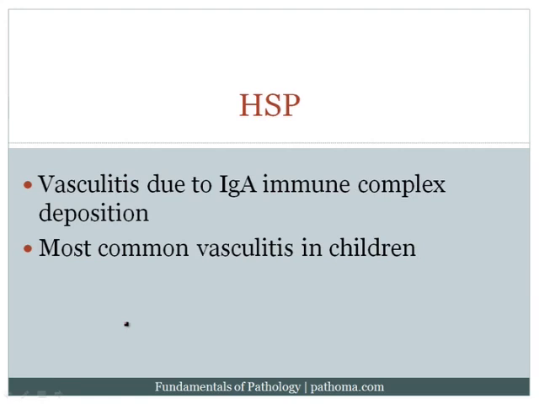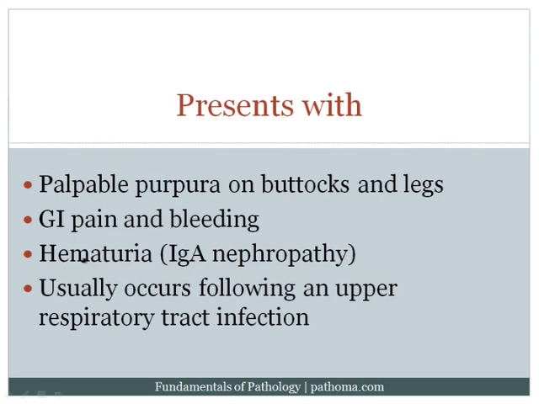The last small vessel vasculitis that I want to talk about is called HSP, or Henoch-Schönlein purpura. This is a vasculitis due to IgA immune complex deposition. It's the most common vasculitis in kids. The classic presentation is that of palpable purpura on the buttocks and the legs. The purpura indicates that it looks very similar to bleeding in the skin. However, remember that when you have bleeding in the skin, it would not be palpable. In this particular case, it is palpable, and that's because there's inflammation along with that vasculitis. So the patients get palpable purpura, and that word palpable is very important, on the buttocks and the legs.